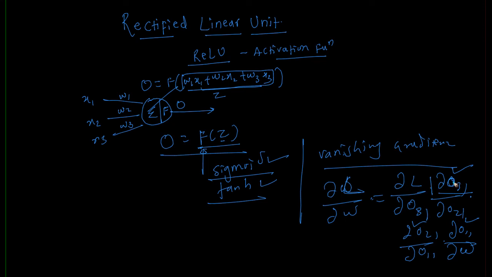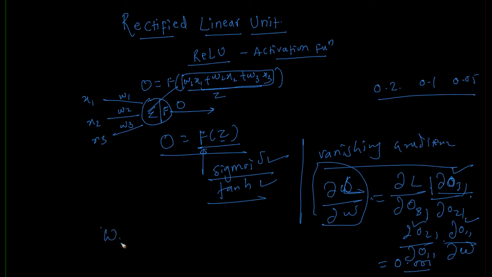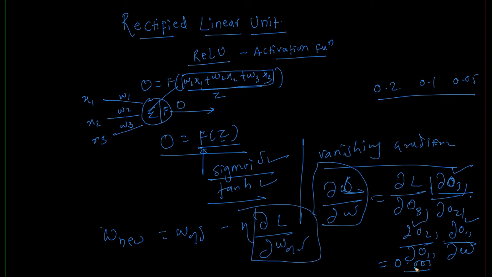And we saw that the derivatives of sigmoid or tanh were fractions, less than 1, with values like 0.2, 0.1, 0.05. We're multiplying many such values, and as a result we get this derivative as a very small value like 0.001. Now, using this value, we update the weight with the formula W new is equal to W old minus eta times the derivative of loss with respect to W old. So this term was this one, right?